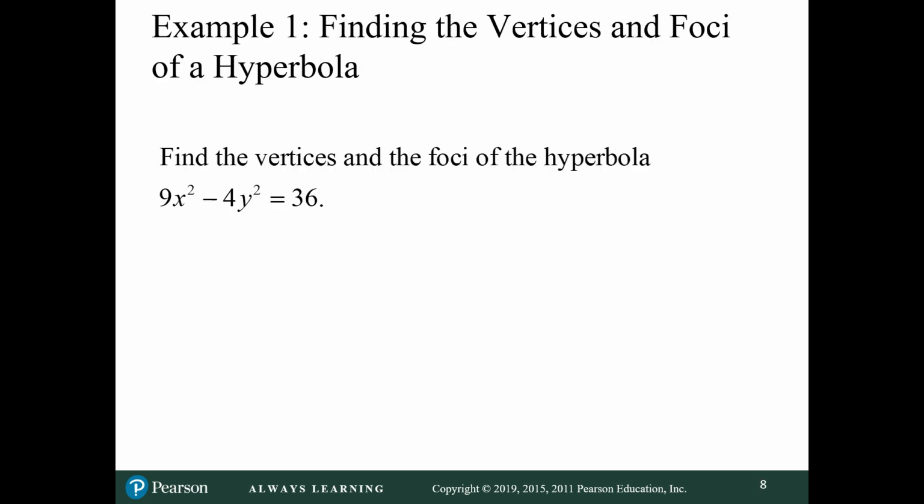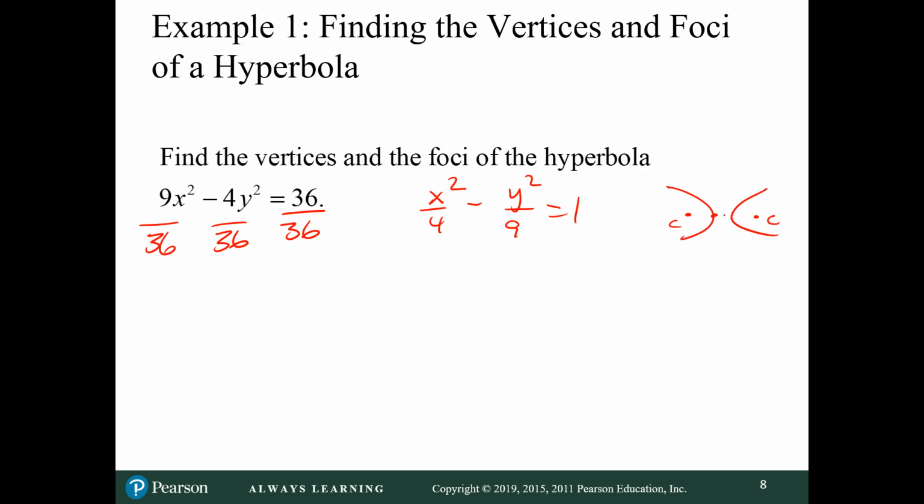Okay, so let's look at this one. To start an equation, you always have to have 1 on the side, just like ellipses. So we're going to divide by 36, divide by 36, divide by 36. So you get x squared over 4 minus y squared over 9 equals 1. So is this going to be up-down or left-right? Left-right. So c is going to be here and here, a is going to be there and there. We're supposed to find the vertices and foci.